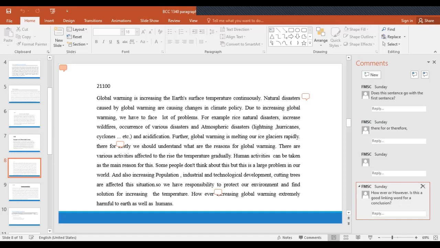And the other point that I need to tell you is, is this a good linking word to end a paragraph, right? Is this a good word to use when you are going to write the conclusion of your paragraph, right? That is a comment that I have given you today. Before the end of today's session, I will give you a few linking words or signaling words that can be used in the concluding sentence of a paragraph, right?